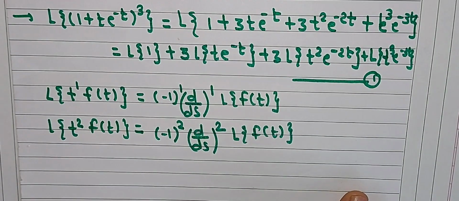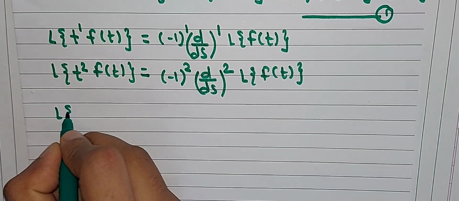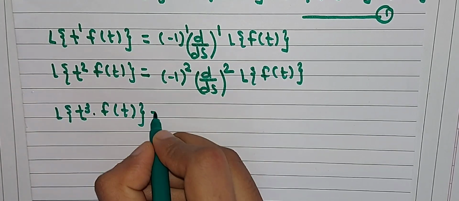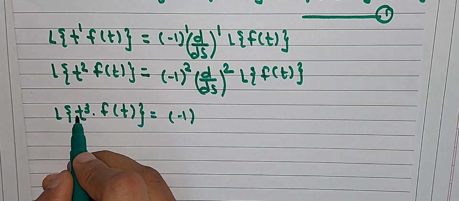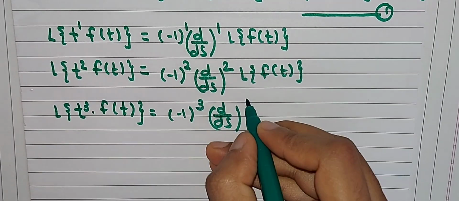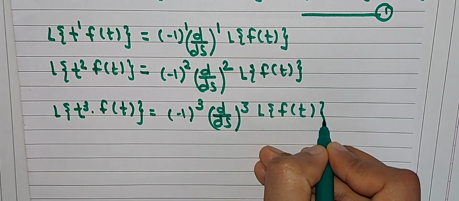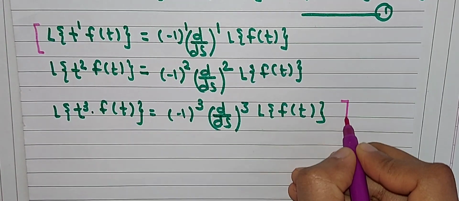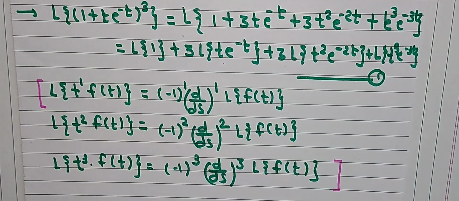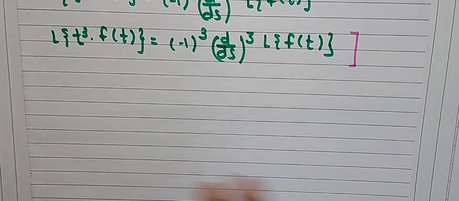Again here we have t raised to 3, therefore we can write the Laplace formula for t raised to 3 also, that is Laplace of t raised to 3 into f(t) is equal to minus 1 raised to, here t has a power 3, therefore minus 1 will contain power 3, d by ds will also contain a power 3, and apply Laplace on our f of t. Okay, so these are our formulas, and now with the help of these formulae we can solve each Laplace transformation easily.